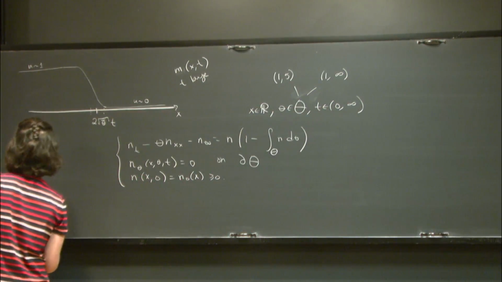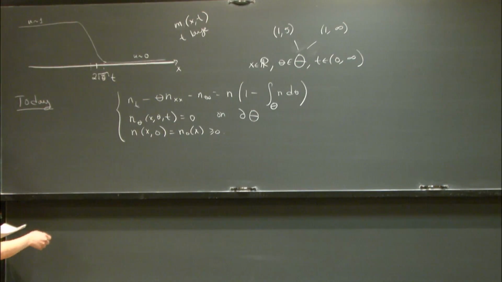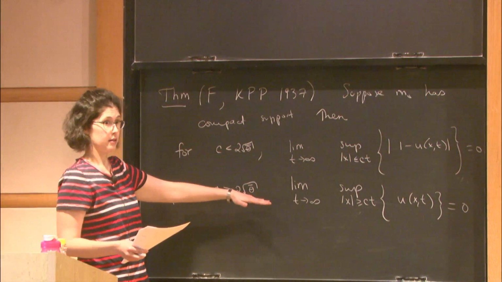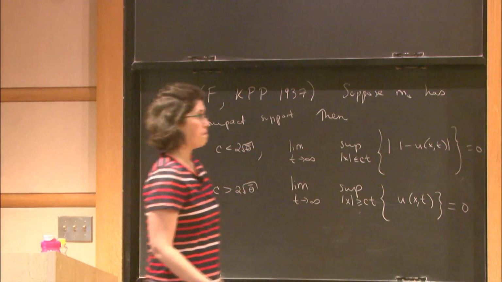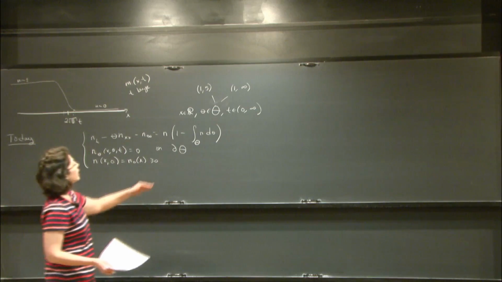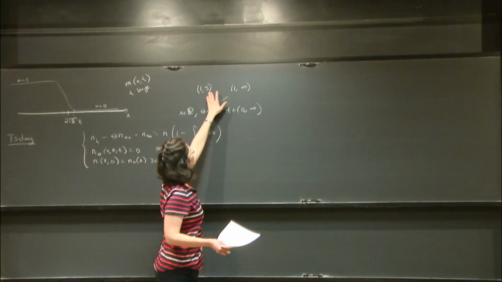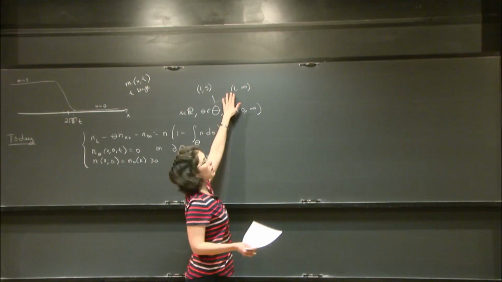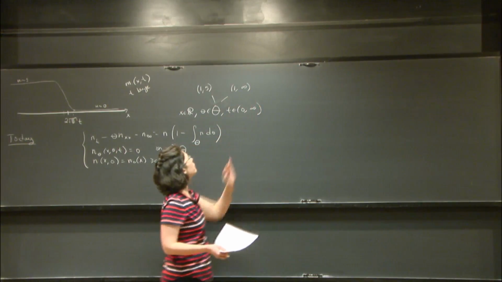So the outline of the talk is, first I will give a very vague sketch of a proof of what's happening in the KPP case. Then I will talk about what happens in the first case, and then in the unbounded trait space case.